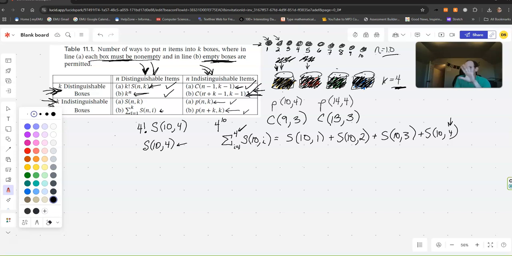All right, so those are how the different boxes and items and empty, non-empty work. Let me go ahead and put a separate video for applying these.